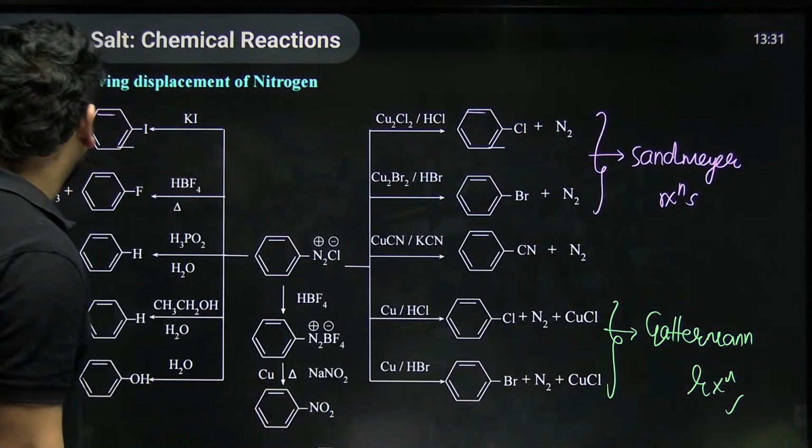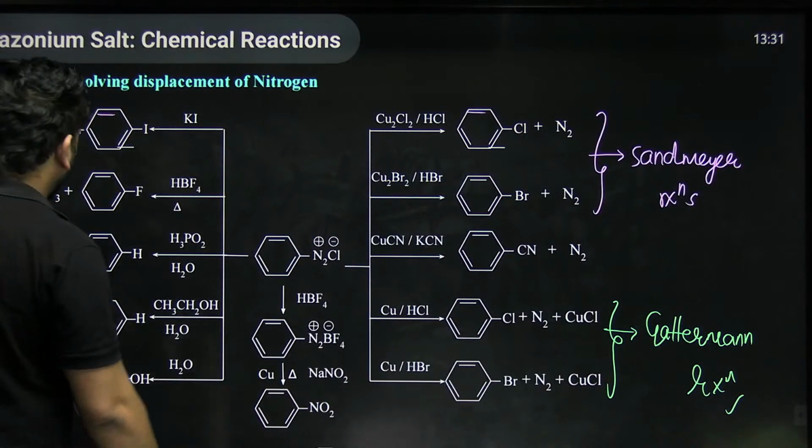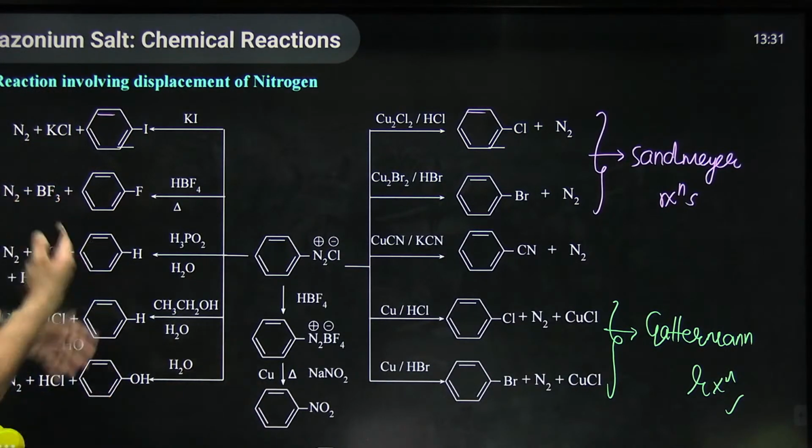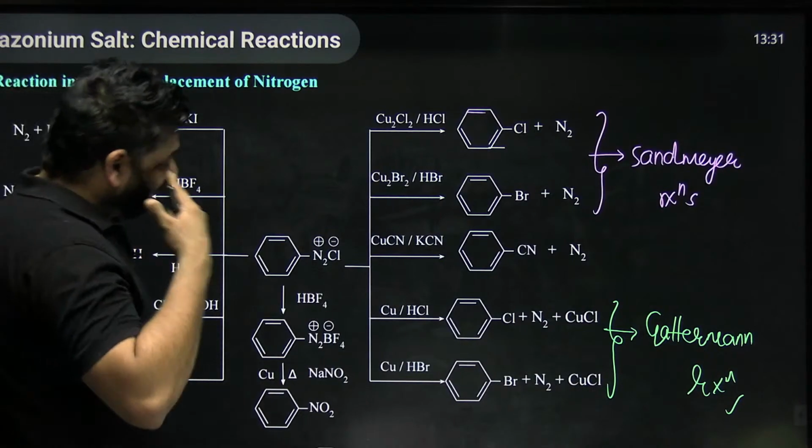Then fluorobenzene, where is fluorobenzene? Now this reaction is called the Balz-Schiemann reaction, and the respective reactions are here. Okay, like that.